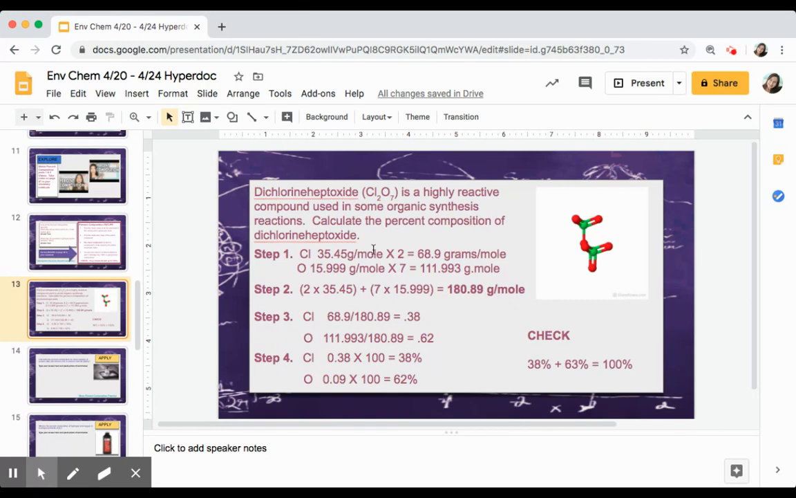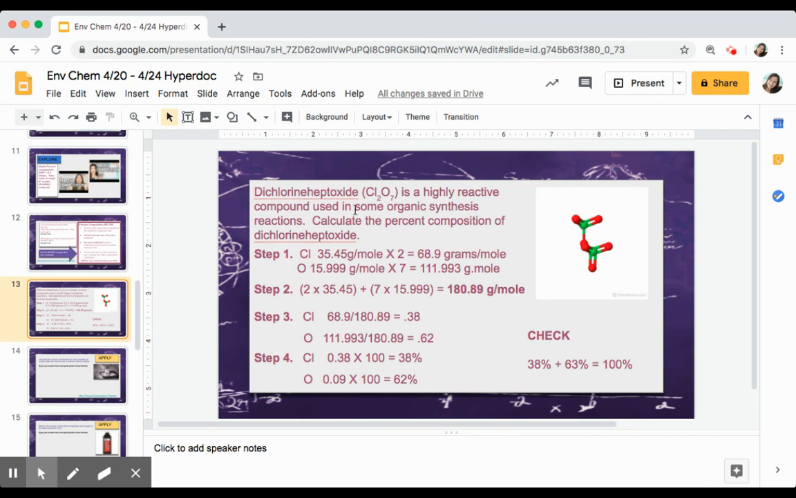Here's an example of a problem. Calculate the percent composition, basically the percentage of chlorine and oxygen in dichlorine heptoxide, and the formula is Cl2O7. So this is the opposite direction of those empirical formula problems we did. We're starting with the formula and ending up with percentages.